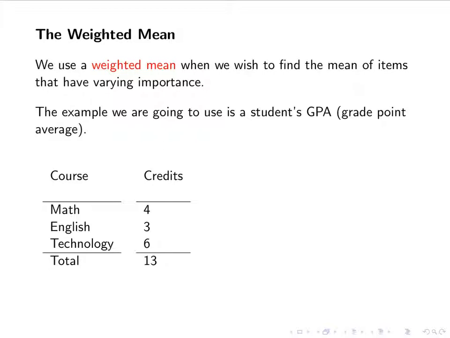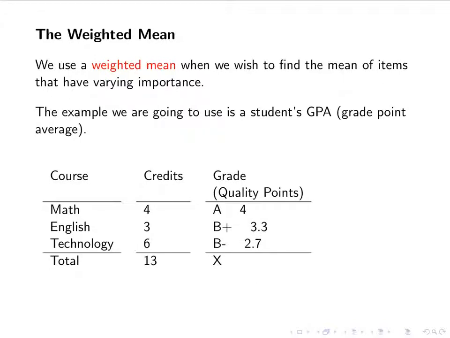We also need to know the grade. You have a letter grade, and then each letter grade is associated with a number, which is called a quality point. So for instance, if you get an A in math, that's 4 quality points. A B plus in English, that's 3.3 quality points. A B minus in your technology is 2.7 points. I don't care about the total of your quality points, that's not going to make a difference.